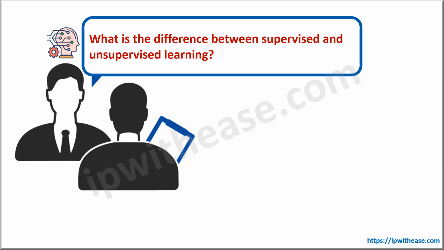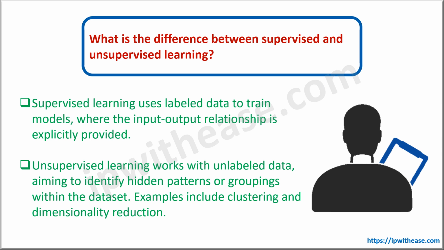What is the difference between supervised and unsupervised learning? Supervised learning uses labeled data to train models where the input-output relationship is explicitly provided. On the other hand, unsupervised learning works with unlabeled data, aiming to identify hidden patterns or groupings within the dataset. Some of the examples include clustering and dimensionality reduction.